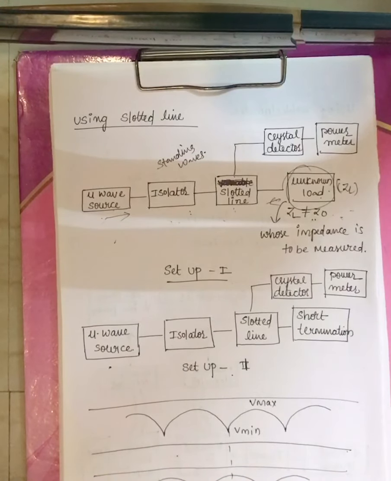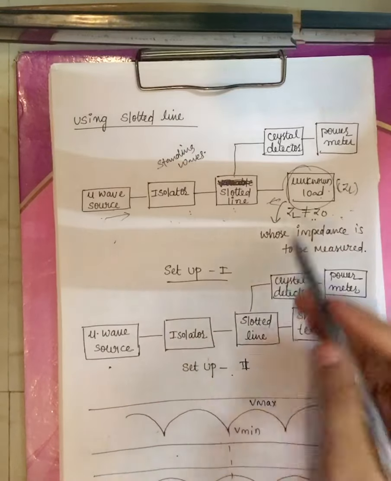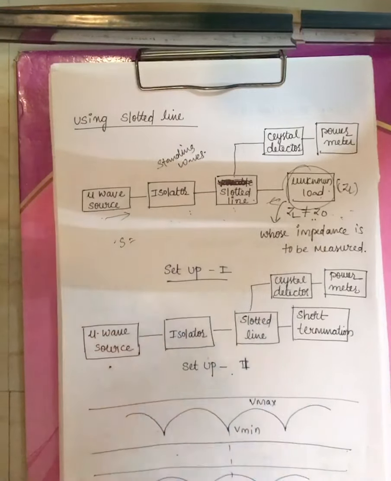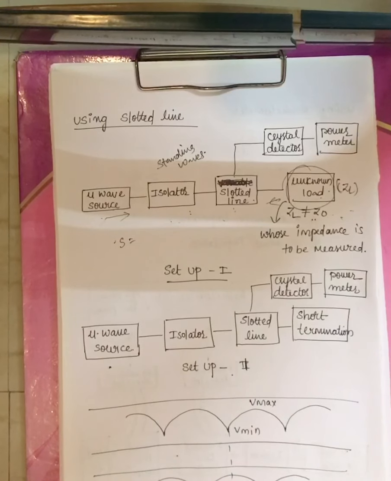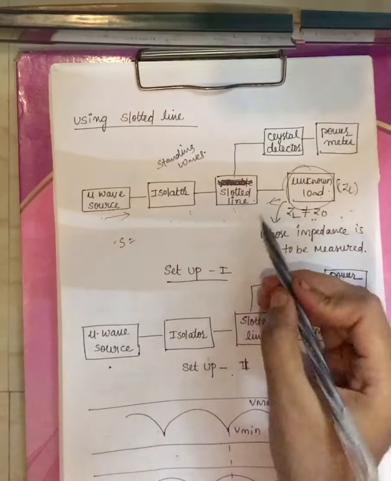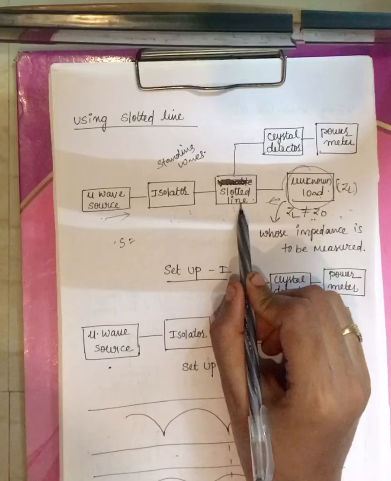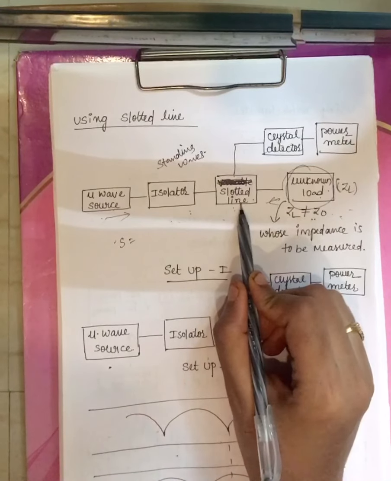And this results in a standing wave. Now, using this slotted line, S is nothing but Vmax by Vmin. To find the Vmax and Vmin, you have to use the slotted line.